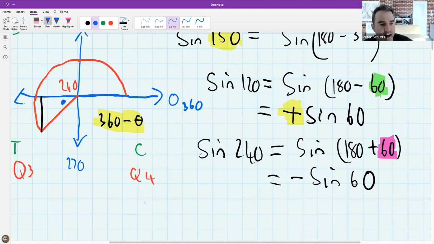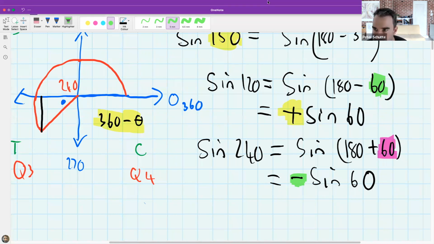Yes. Now, the reason we have a negative sign is that in quadrant 3, sine is negative. So tan is positive, but sine is negative. That's why I have this negative in front here. So I get negative sine 60. Now, if your math teacher is telling you the truth, put the sine of 240 in your calculator and see what you get. Put minus sine 60 in your calculator and see if you get the same thing. It must give you the same value.